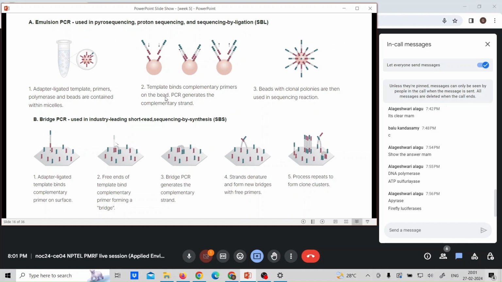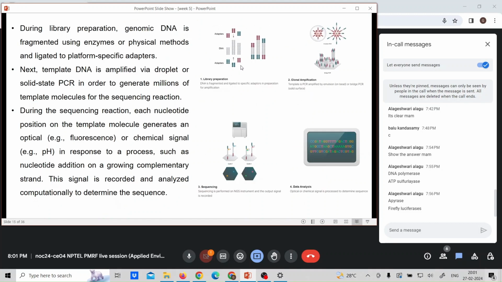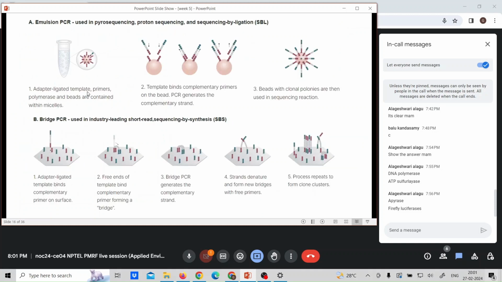What happens in emulsion PCR? Emulsion PCR is basically used in the pyrosequencing method, proton sequencing, and sequencing by ligation. What happens here is, first, the adapter ligated template, as we saw here. The primer, the polymerase, and the beads are contained in this droplet. So this is one missile. You have an adapter ligated template, a primer, and polymerase in this bead.